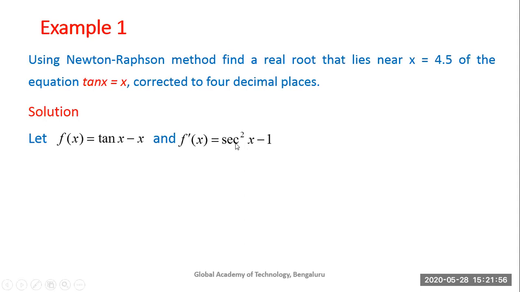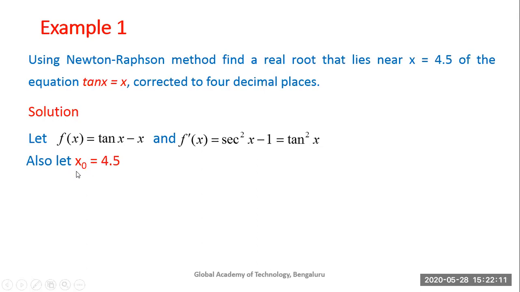So we convert this secant into tan. Secant square minus 1 is tan square x, that is, 1 plus tan square is secant square. So secant square x minus 1 is tan square x. And also x naught is given as 4.5.